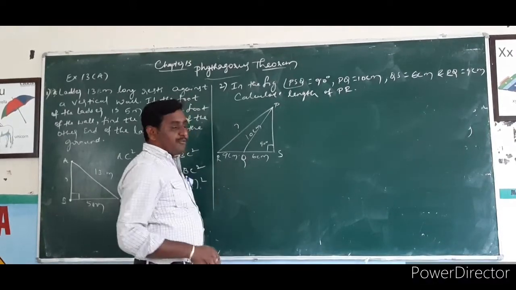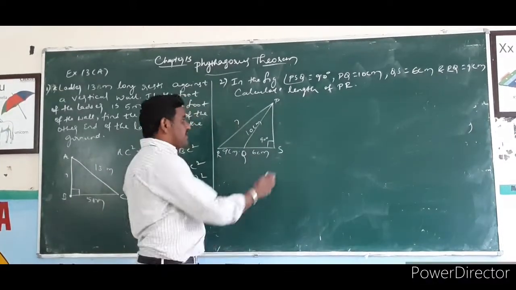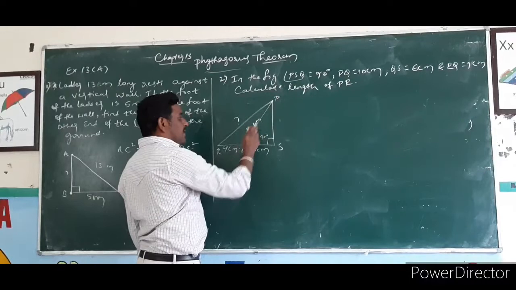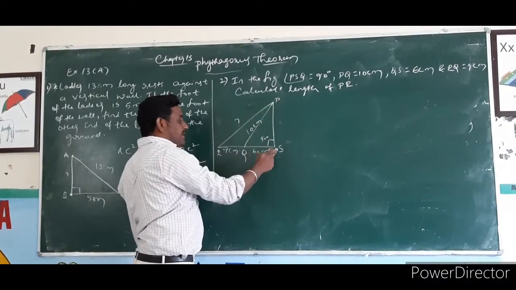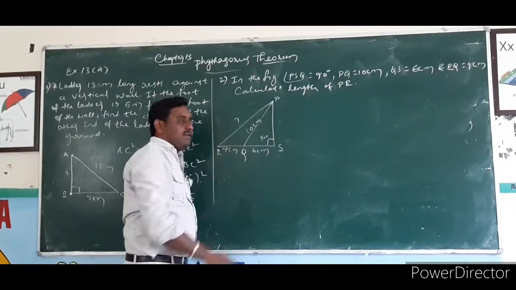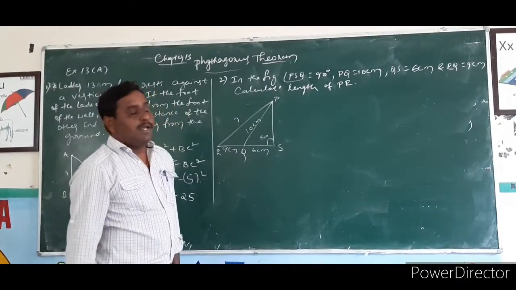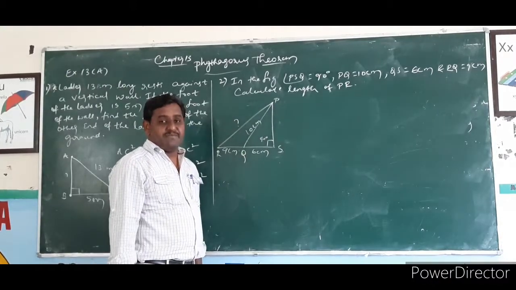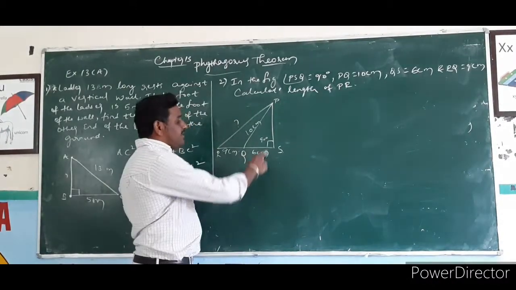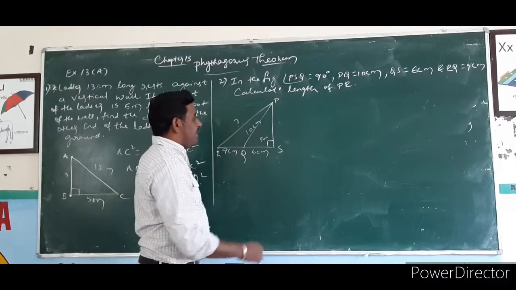So in this figure, two right angle triangles are there. First right angle triangle is PSQ. Another one is PSR. So if you consider PSR, then you can easily find out PR value. But we want PS value for finding PR value. So before that, we go to the first triangle.